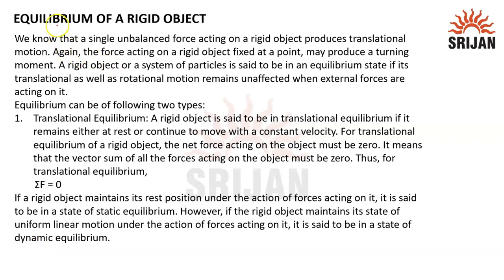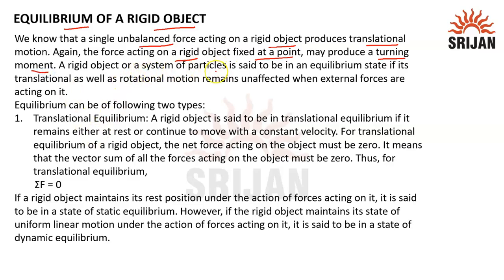In this video, we'll be learning about the equilibrium of a rigid object. So we know that a single unbalanced force acting on a rigid object produces translational motion. Again, the force acting on a rigid object that is fixed at any point may produce a turning moment, which means it can produce rotational motion.